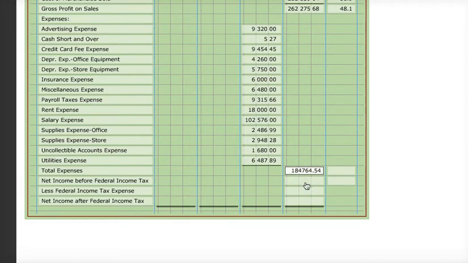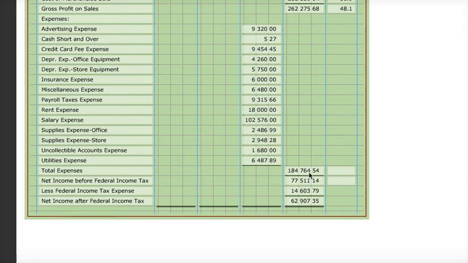184,764.54. All right, so now net income before federal income tax, you're going to take my 262,275.68 minus this, gives me 77,511.14. I'm going to go back to my worksheet and get my federal income tax expense. So minus my federal income tax expense, which was 14,603.79. And the total right here, 77 minus 14, gives me 62,907.35.